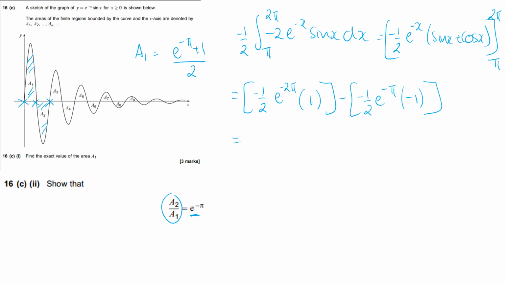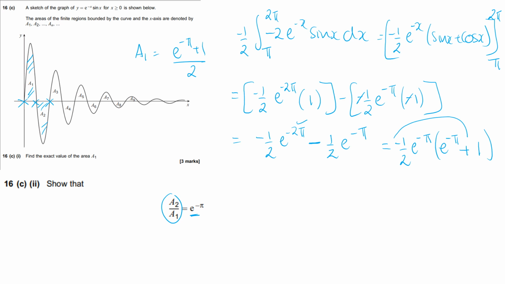So tidying this up, we've got minus a half e to the minus 2 pi. These minuses will cancel, but we'll still have a minus from the middle, minus a half e to the minus pi. Now what I can do is take out minus a half e to the minus pi as a factor. I'll need to have an e to the minus pi because these will add together to give me the 2 pi. And then I'll just have a plus 1 because when that minus times is in, I will get the minus.